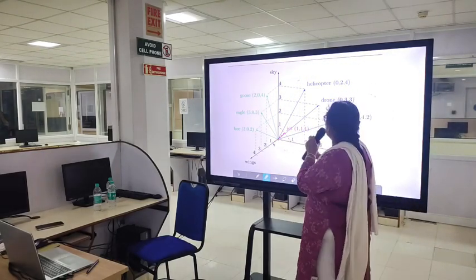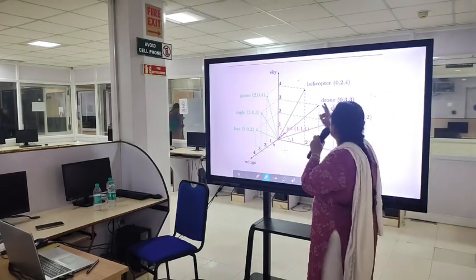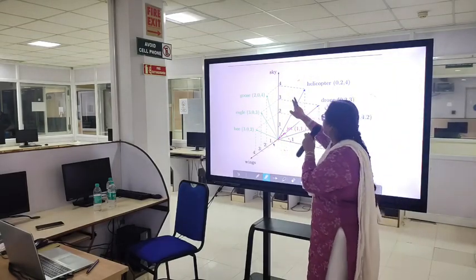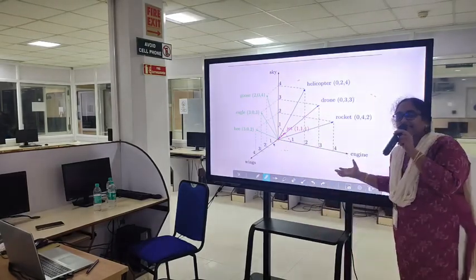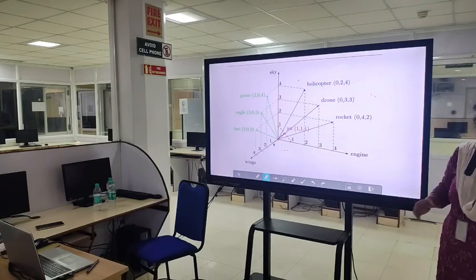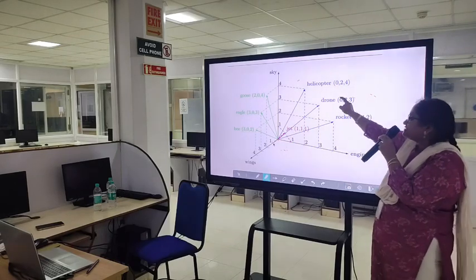Drone is there. Where is the drone here? The x-axis value is 0, the y-axis is 3 and the z-axis is 3. Why I gave you this example is so that you can visualize a 3D diagram. These are only 3 dimensions, right? Similarly, everything here is a vector.